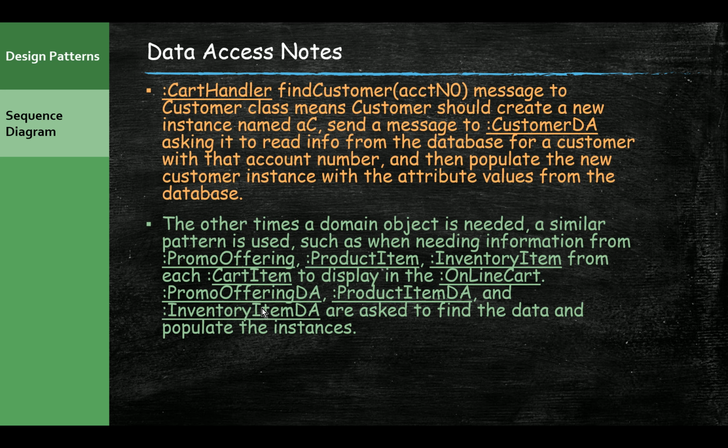The other times a domain object is needed, a similar pattern is used, such as when needing information from promo offering, product item, inventory item, and cart item to display in the online cart: promo offering DA, product item DA, and inventory item DA.